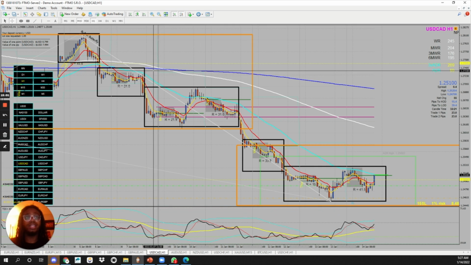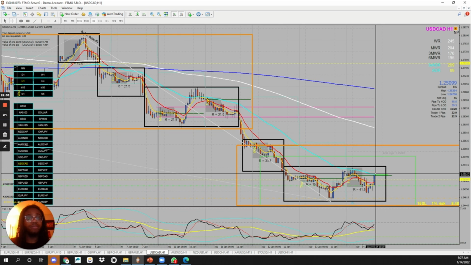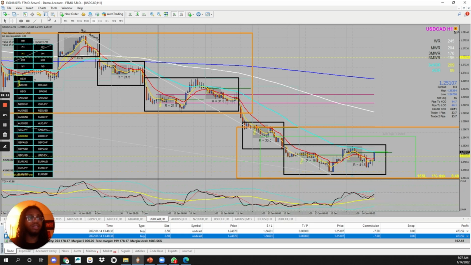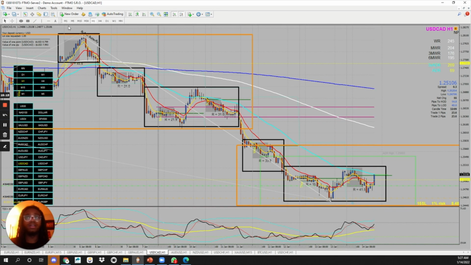So I'm already in this trade. And now we're just getting ready to get our 1-hour confirmation. So let's see how this plays out.